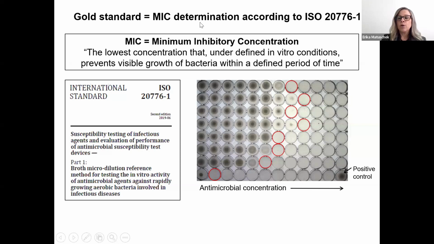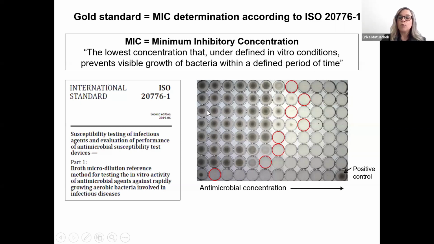So MIC determination, according to the ISO standard with broth microdilution, is our gold standard for all other AST methods. So all other AST methods, including the disk diffusion method, have to be calibrated to reference broth microdilution. The MIC value is defined in the ISO standard like this: the lowest concentration that under defined in vitro conditions prevents visible growth of bacteria within a defined period of time. So you can see in that definition that it's very clear that it's standardized: defined in vitro conditions, and a defined period of time.